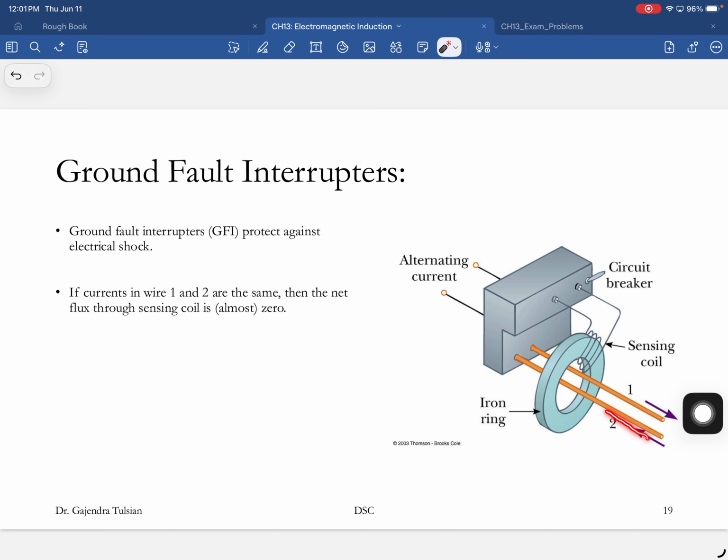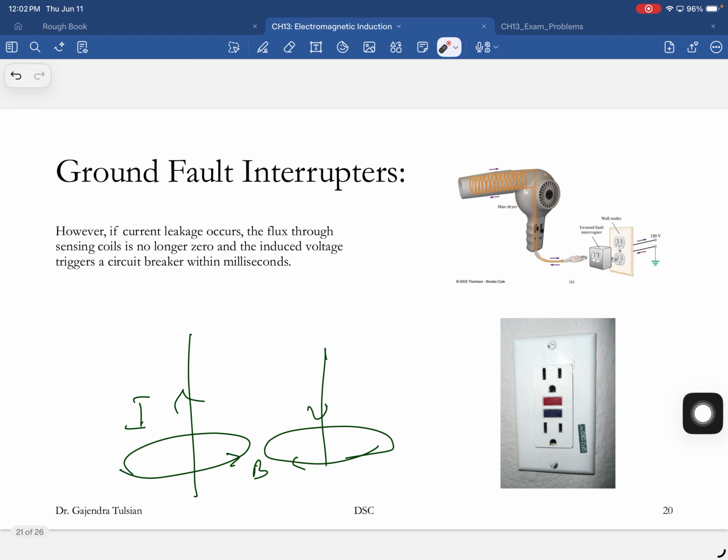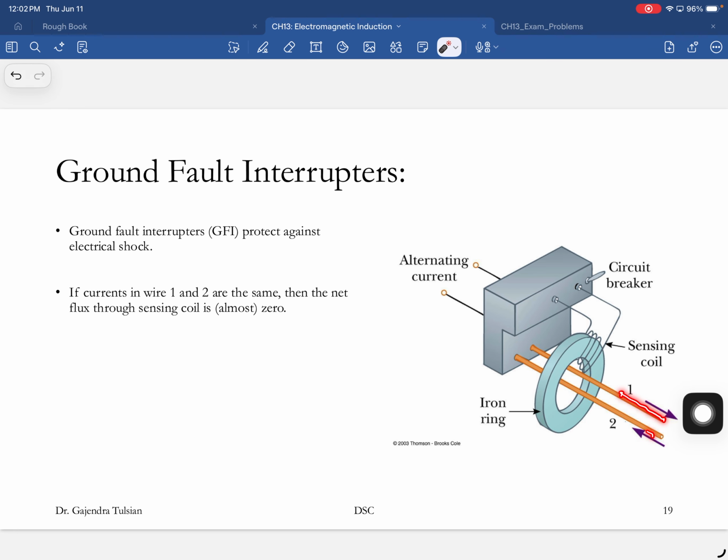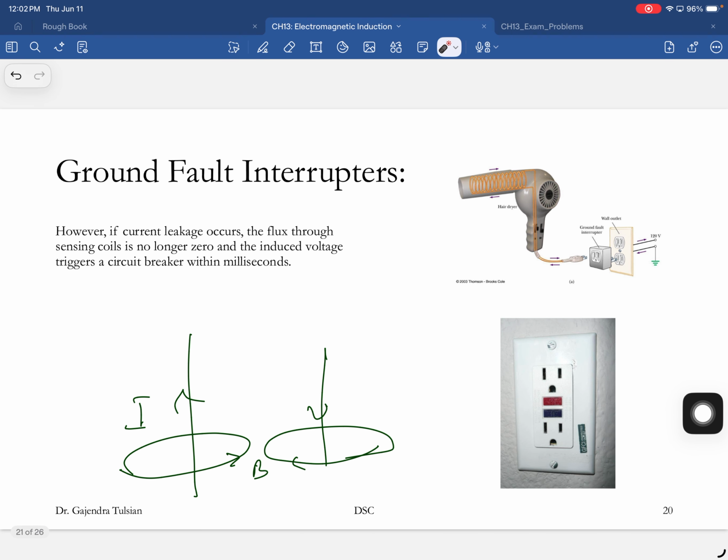Let's say the current flowing out is not equal to the current flowing in. If the current somehow leaks out through you to the ground, then the current flowing out is not equal to the current flowing in. Then suddenly there's a magnetic field. As soon as there's a magnetic field, you have a current in this pickup coil, and you switch on it. You turn off a circuit breaker. The ground fault interrupter can trip a circuit breaker within milliseconds. So that's what it does. It protects your life.